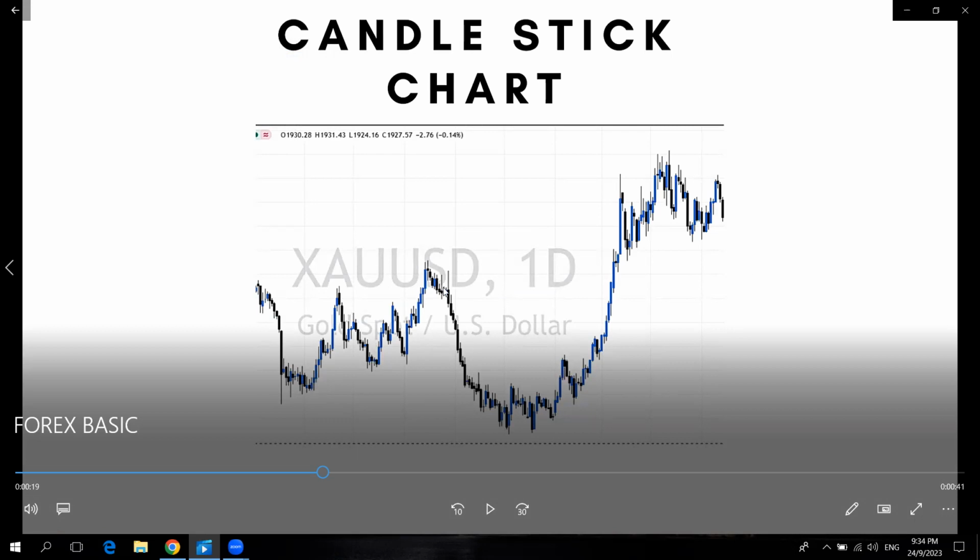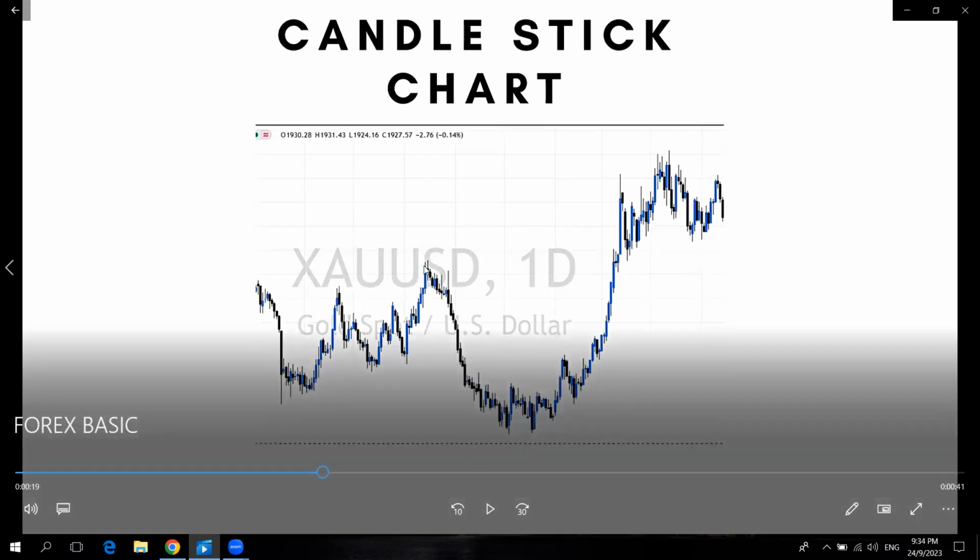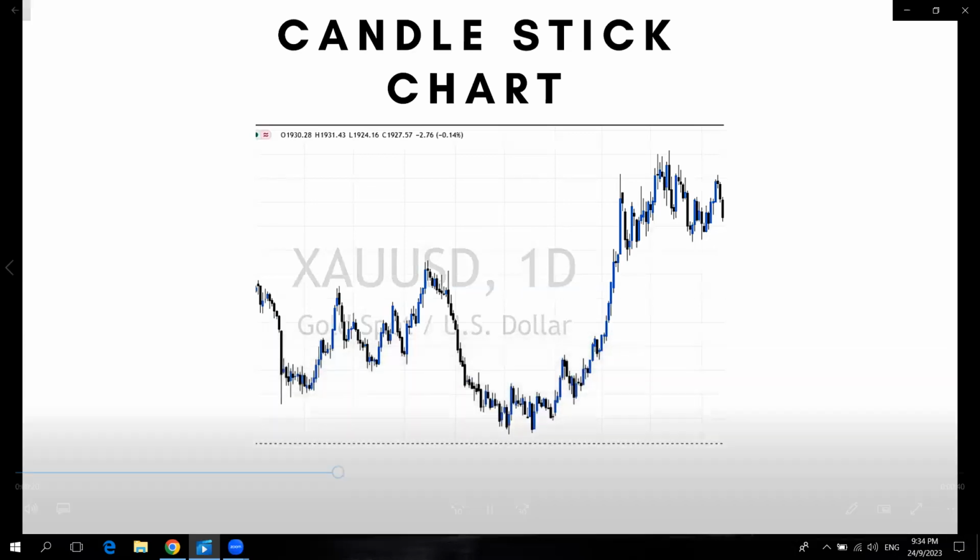So later I will cover in more detail what this candlestick represents, what the body is for, what the wick forms, and so on. Okay, so I'm going to continue to the next one.